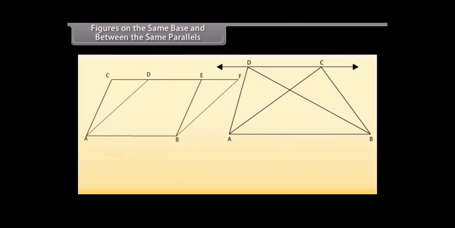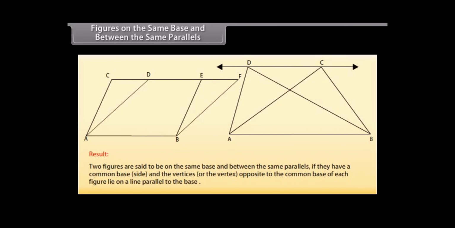So we can say that the two figures are said to be on the same base and between the same parallels if they have a common base side and the vertices or the vertex opposite to the common base of each figure lie on a line parallel to the base.